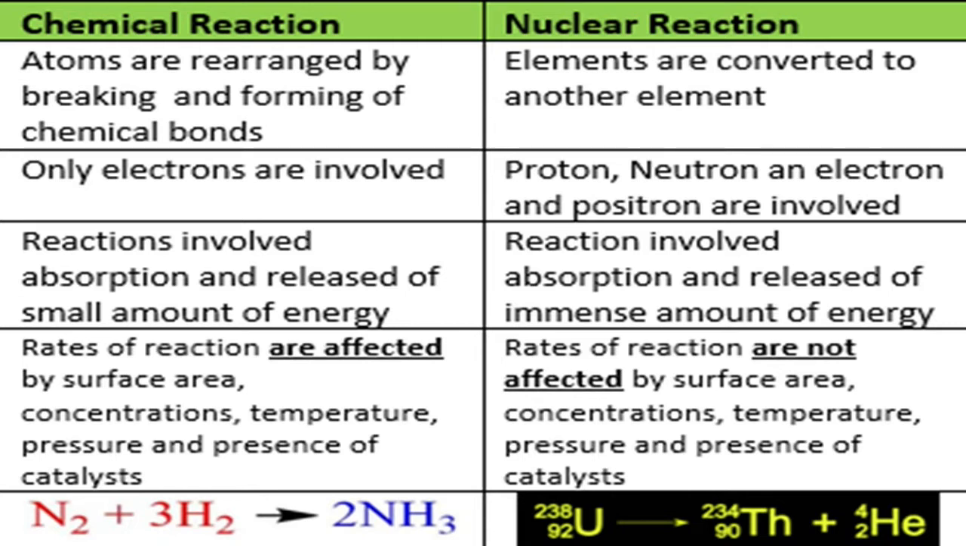A chemical reaction involves absorption and release of a small amount of energy, while a nuclear reaction involves a large or intense amount of energy. And in a chemical reaction, the rate of reaction is affected by surface area, concentration, temperature, pressure, and presence of a catalyst. However, a nuclear reaction is not affected by those factors.